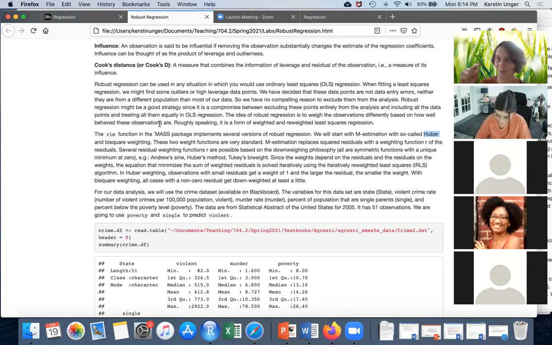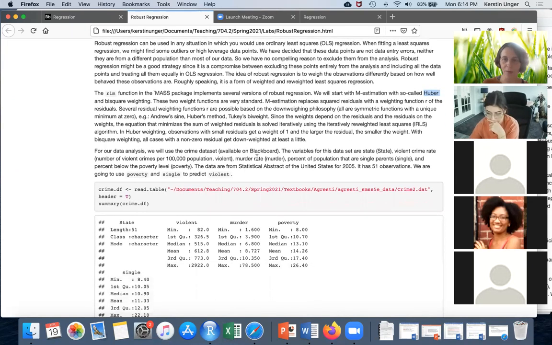The more a case deviates, the smaller the weight. As I said, you also have bi-square weighting. That is another option, and there are more than these two. The bi-square works a little bit differently, but the idea is similar: if you have a non-zero residual, it gets weighted down, so it has less of an influence on estimating the regression equation.